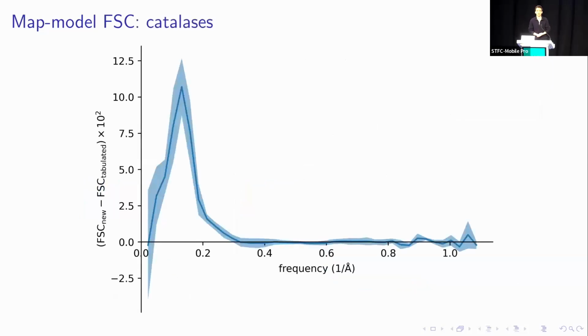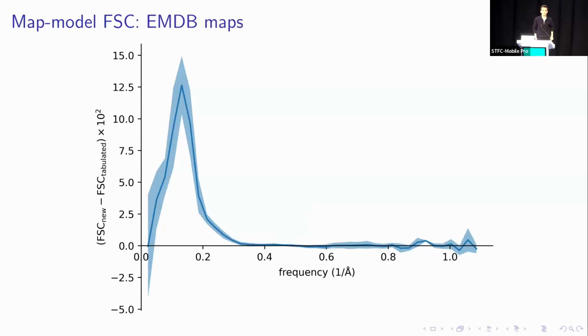So I've done this for the scattering factors that have been determined from our 3 catalases, and I've plotted this FSC change for all of the maps in our test set. And what we can see is that we do get some increase in the FSC in a region between 15 and around 3 angstroms, with a peak improvement of around 11 percentage points.